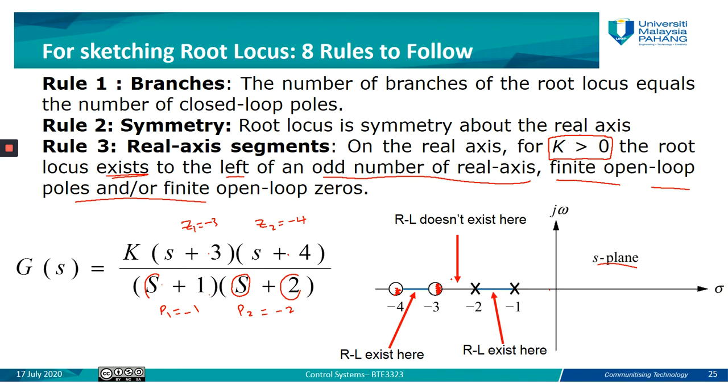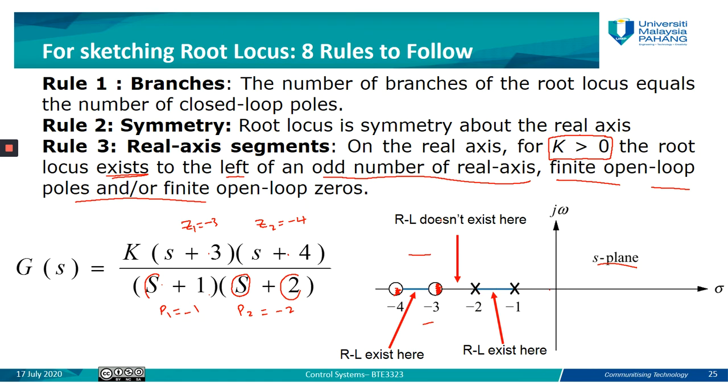So if we try to apply the rules that we have learned until now, the first is the number of branches. The number of branches is equal to the number of poles. That means we have two branches because we have two poles, so two segments of the root locus. The second is that the root locus should be symmetric. If I have a part on the top, I must have one on the bottom, but I do not, because my segments are placed on the real axis.